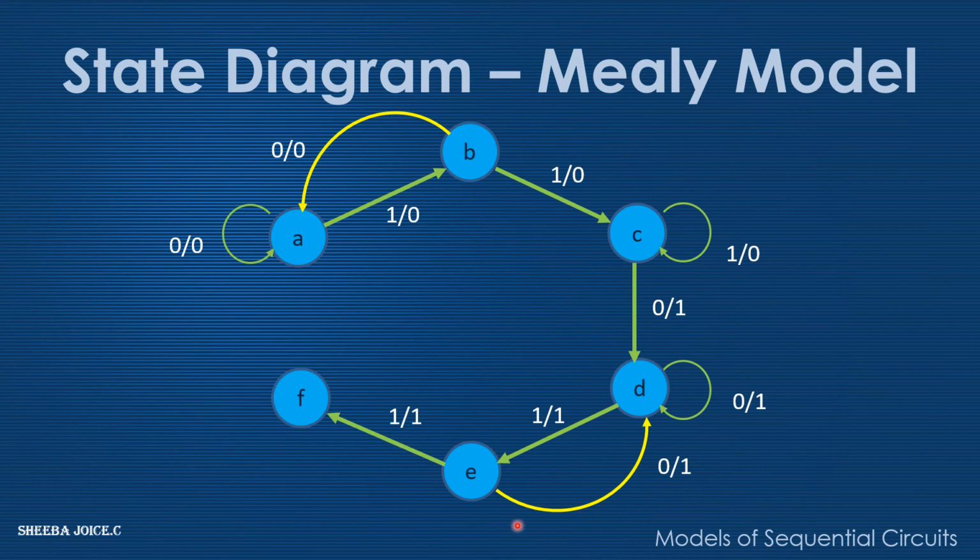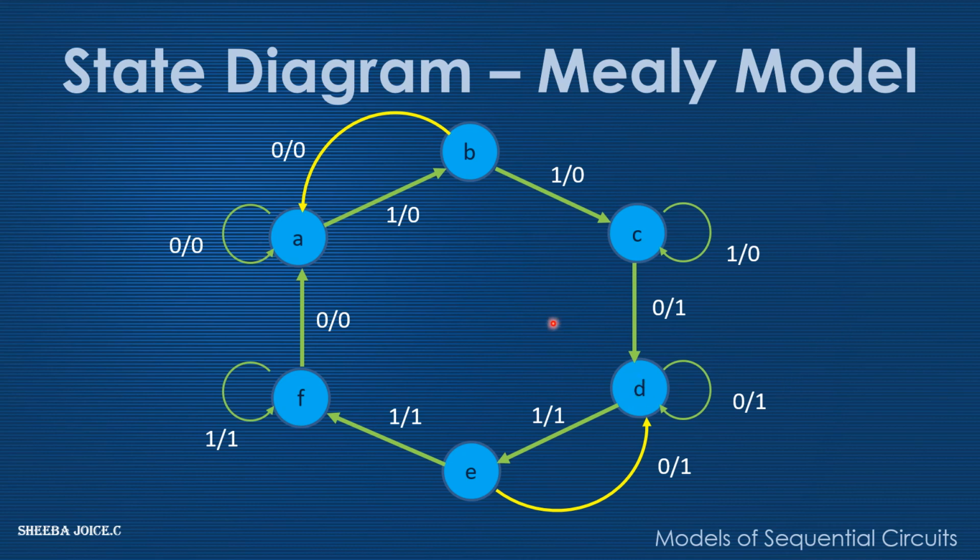But if the input is 1, then it will move on to the next state F and the output becomes 1. And from F, if the input is 0, it will move to state A, the initial state, with the output as 0. But if the input is 1, the output will remain 1 and it will remain in the same state. So thus we are able to detect the sequence, and this is the state diagram for the sequence.